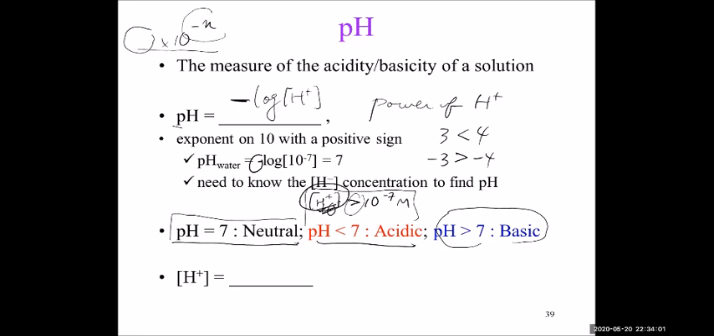If you have the pH and want to find the H+, start from this equation, where we have pH, and solve for the H+. Some of you learned algebra. This is actually a very good exercise.